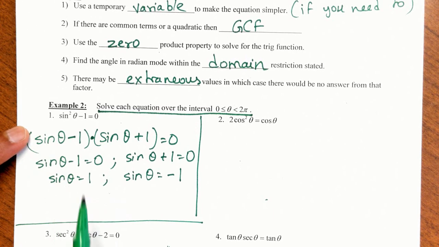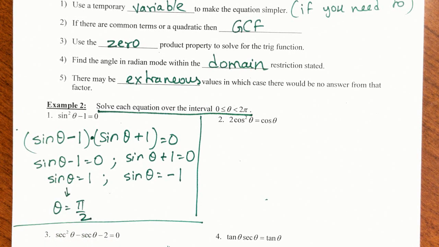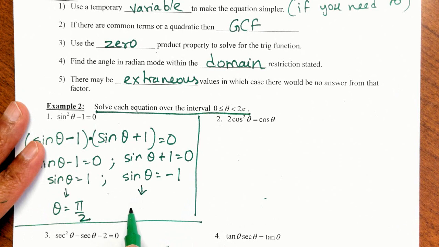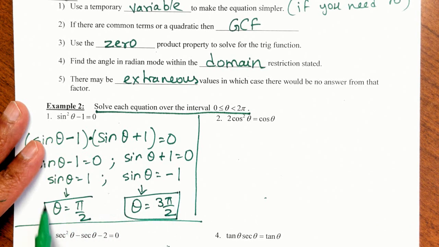When is the value of sine theta equal to 1? Pi by 2, right? Because it goes from 0 to 1. Remember your unit circle? It goes from 0 to 1, comes back to 0, and when is the value of sine theta negative 1? So those are my two solutions.